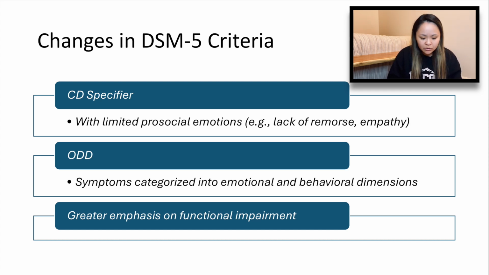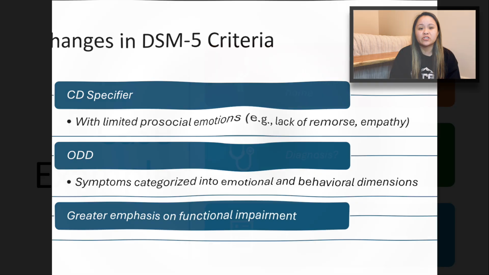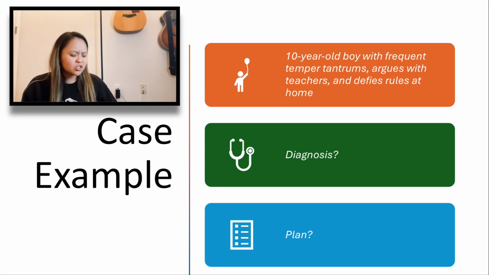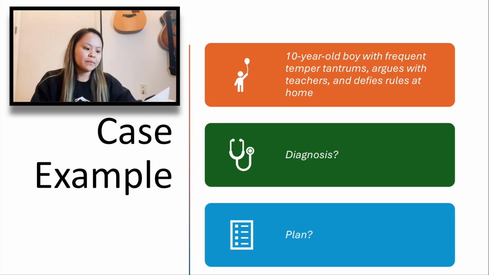For oppositional defiant disorder, the symptoms were categorized with emotional and behavioral dimensions. These changes are just to have a better understanding of both of these diagnoses and to be able to provide a more thorough understanding and education. So now, just going into a very short case example.